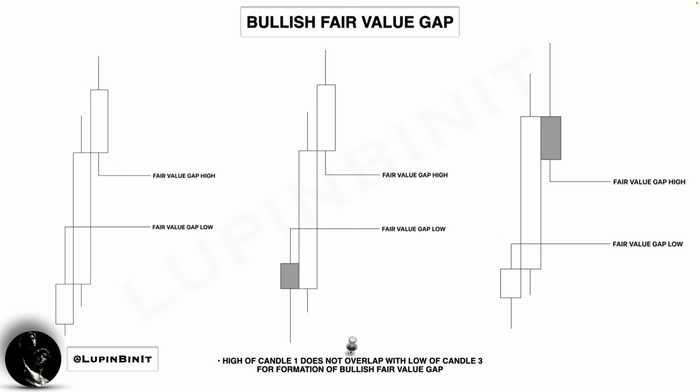But moving on to the bullish fair value gap, same thing applies here again. So the high of candle 1 does not and should not overlap with the low of candle 3 to have the formation of the bullish fair value gap. The range in between the high of candle 1 and the low of candle 3 is your bullish fair value gap, being this range right here.